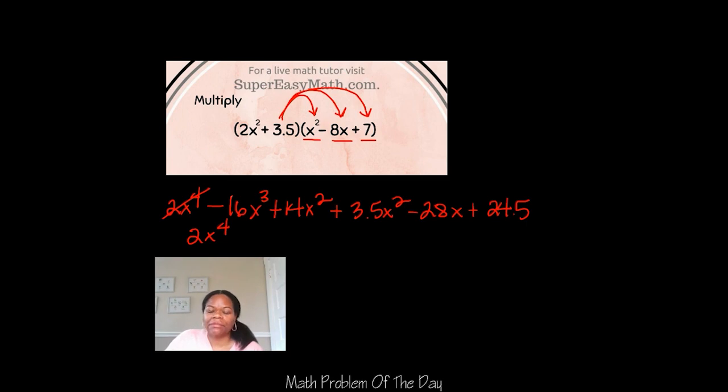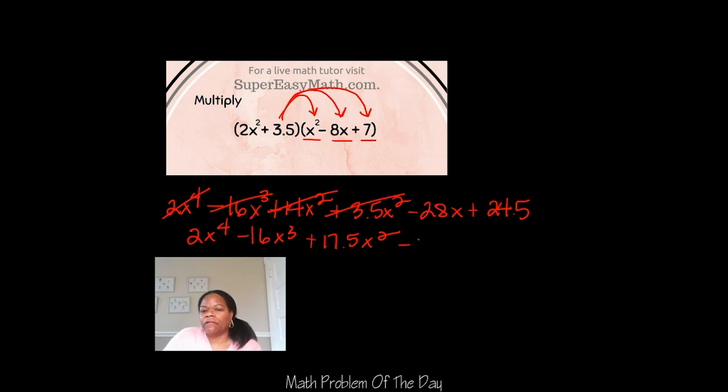Next, I'm going to take my negative 16x to the third, and I'm just going to rewrite that one as well, because again, I have no more x's that have an exponent of 3. Now I'm going to take my two x's to the second power, and I will be able to combine those because they have the same variable and exponent. So 14 plus 3.5 is 17.5, and then the x squared is just rewritten. And again, like I said, I cross off as I go because I don't want to confuse myself.